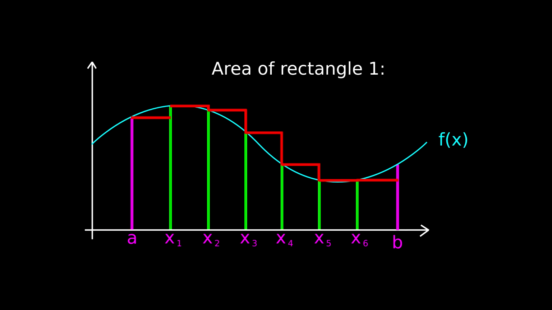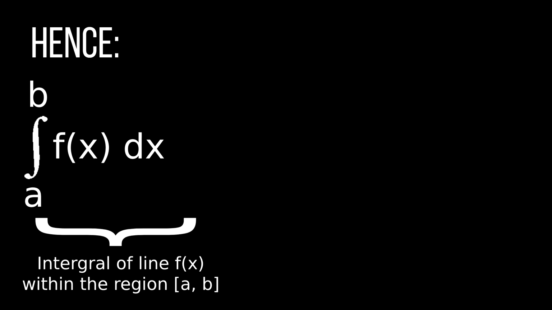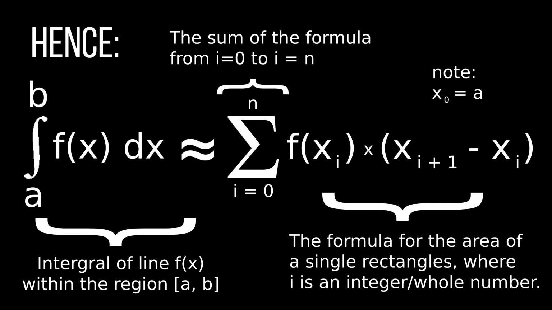For example, the area of the first rectangle is equal to the height, which is f of a, multiplied by its width, which is x1 minus a. Hence, the area under the line, or the integral, of the line f of x within the region from a to b is approximately equal to the sum of all of these rectangles. This is how we derive the left Riemann sum.